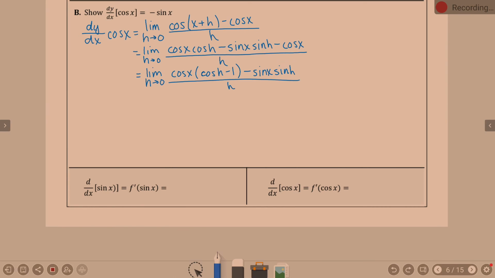And if you see where we're going this time, do you see I'm going to have a cosine h minus 1 over h? And over here on the second piece, I'm going to have a sine h over h, right? It's the same type idea of what happened last time. So the limit as h approaches 0, I'm going to break into two fractions. Cosine x, cosine h minus 1, all over h, minus the second limit as h approaches 0 of sine x, sine h over h.